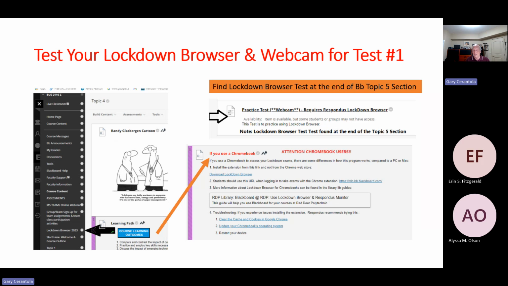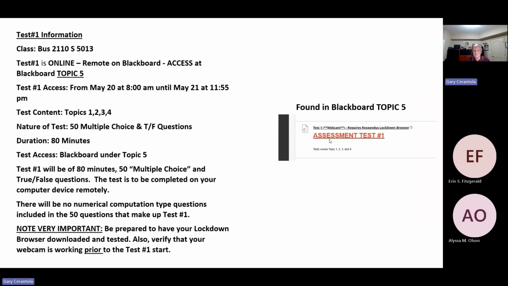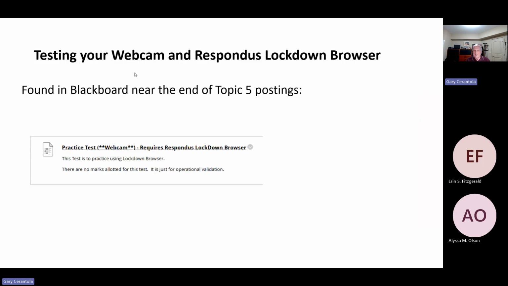And one of the things that most students, when they can't really get things going and they think they've tested everything, the first thing to do is think about clearing your cache and reboot. All right, that's been a pretty tried and true method to help you get on board to do the test. Okay, I talked about this a lot, and again, testing your webcam and response lockdown browser.